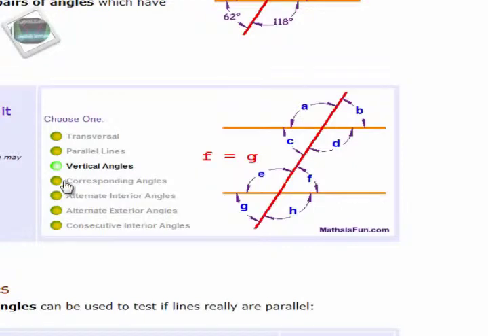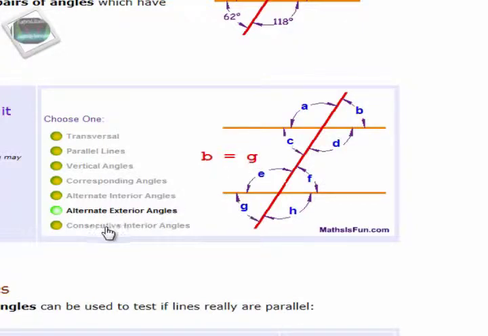Now we have corresponding angles, which tells us A is equal to E, B is equal to F, C is equal to G, and D is equal to H. Then we have alternate interior angles, which tells us C is equal to F, D is equal to E. Then we have alternate exterior angles, which tells us A is equal to H, B is equal to G.